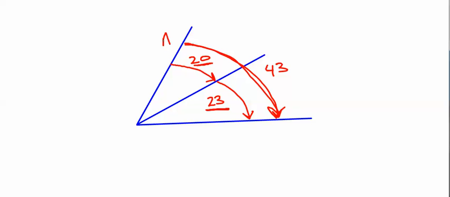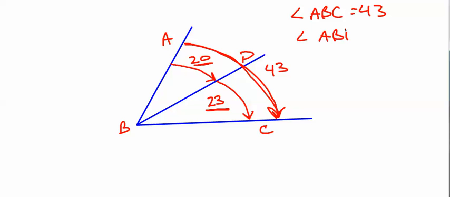This might be A, B, C, and D. And you're going to be told that angle ABC equals 43, and that angle ABD equals 20. And you're going to be asked to find angle DBC. So please draw a picture, and please put this information in your picture. It'll help your brain figure out how to find the missing piece. Okay?